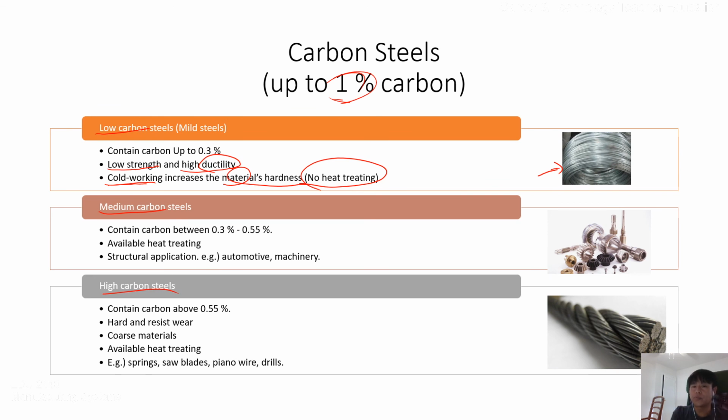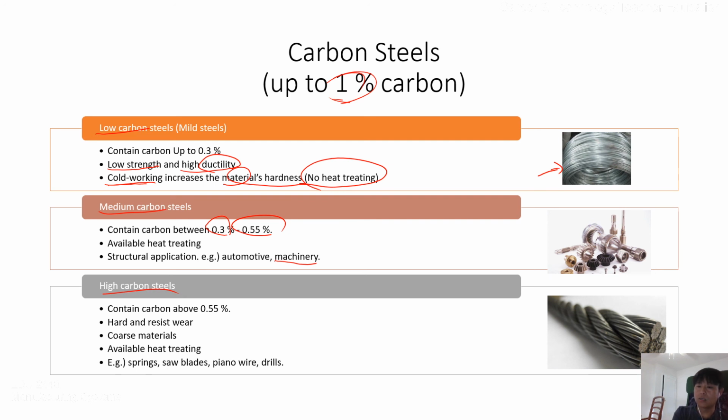Most metal products need high temperature to change their shapes or form. But with this type of carbon steel, we don't need high temperature. That is cold working. The medium carbon steel contains 0.3 to 0.55% carbon. Heat treating is available, and the structural applications are automotive and machinery. Most carbon steel products are this medium carbon steel.